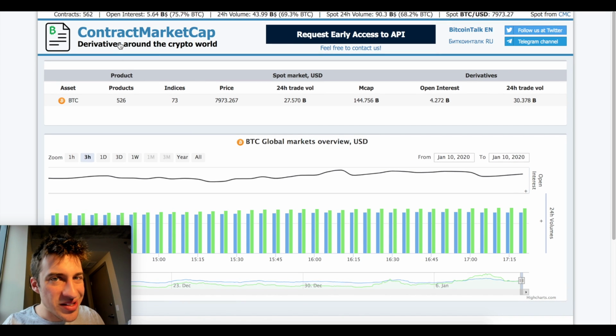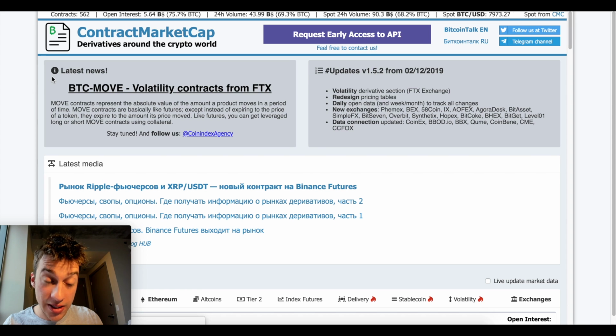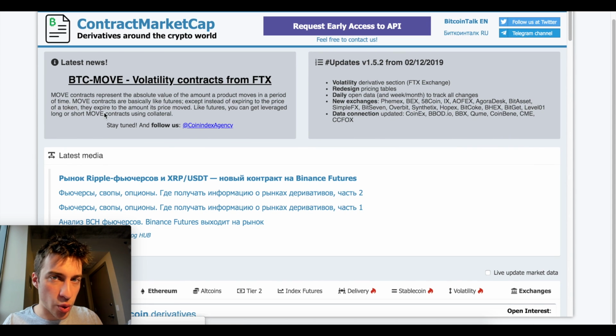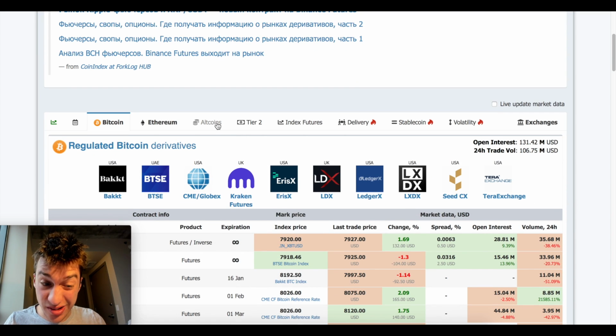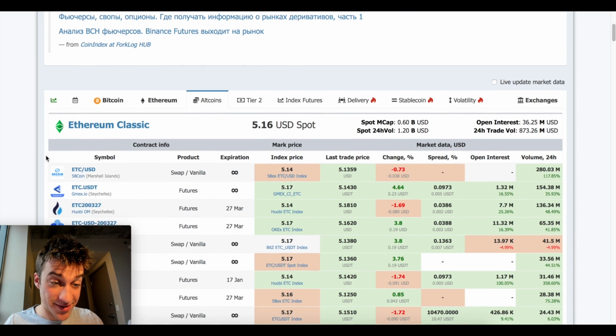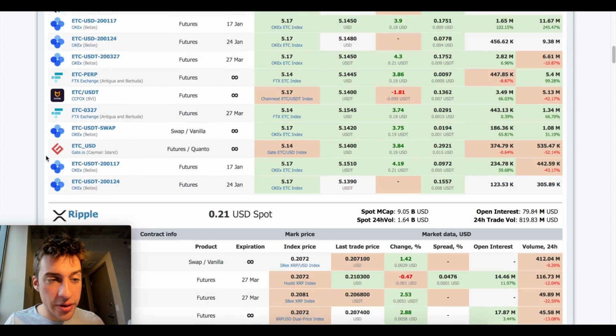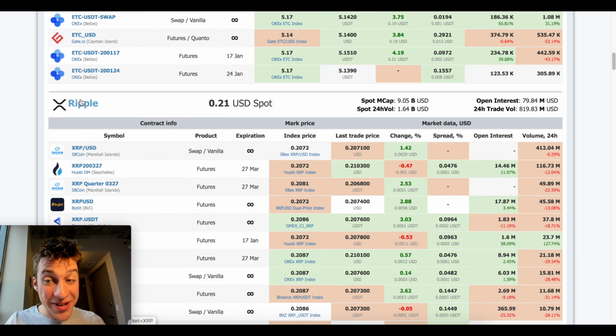Now, what actually fascinates me more, guys and girls and bots, is not Bitcoin open interest, because you can get something similar to that anywhere. You can't get that consolidated open interest anywhere. But it's altcoins. Guys, look at this. I want to see, hey, Ripple. Now, this is really cool.